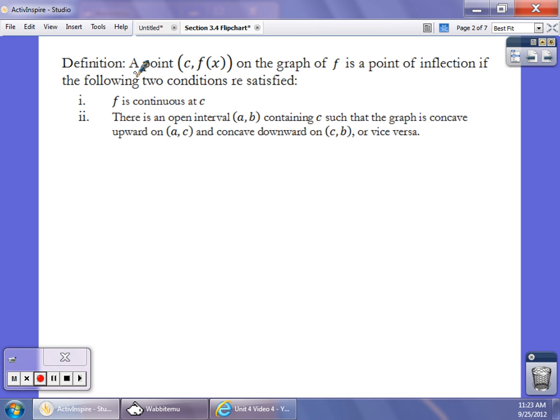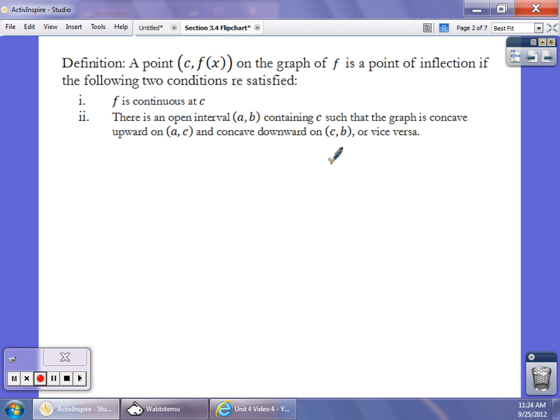We say that the point (c, f(c)) is going to be a point of inflection if these things are true. First of all, f has to be continuous at c, and then there's a point at c in which the concavity changes, where it goes from concave up to concave down. The process here is you're going to find the second derivative, set it equal to 0, and solve it. Those are possible points of inflection.